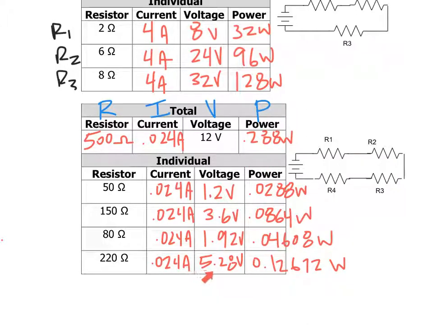And then 5.28 plus 1.92 plus 3.6 plus 1.2 gives me 12. Current is constant. And 220 plus 80 plus 150 plus 50 gives me 500. That's how you calculate series circuits.